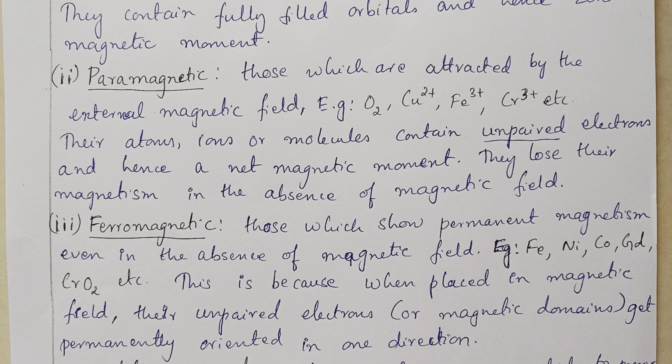The third type of substances are ferromagnetic substances. They show permanent magnetism even in the absence of a magnetic field. For example, iron, nickel, cobalt, gadolinium, chromium oxide, etc. This is because when placed in a magnetic field, their unpaired electrons or the magnetic domains get permanently oriented in one direction. So that's why they have a permanent magnetic moment.